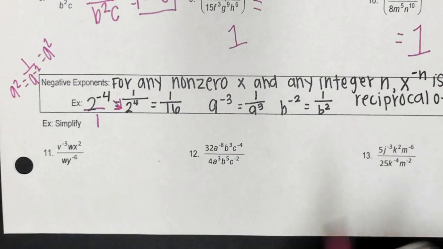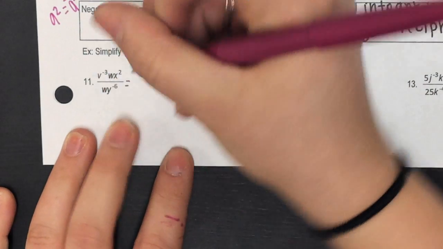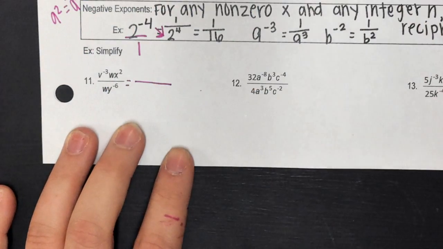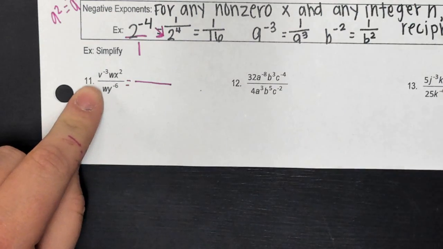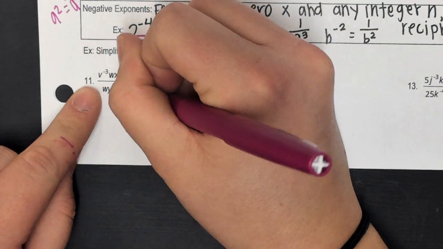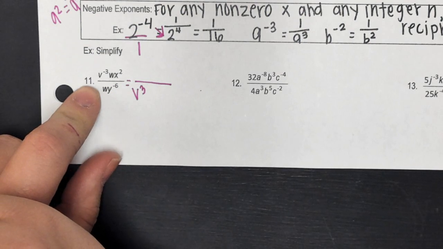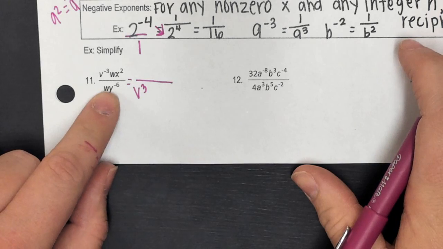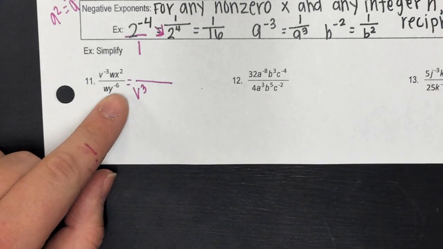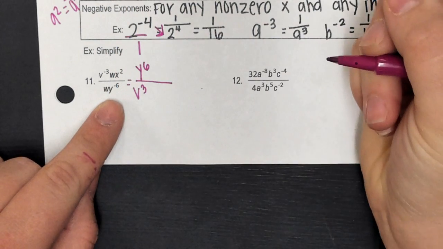Alright, so let's look at number 11. The first thing I want you to do every time is go through here and flip what needs to be flipped. V to the negative third. Where does that need to go? To the bottom. So write V to the third. Okay, what else is negative? Y to the negative 6. So I need to flip it so it goes to the top. So y to the 6.